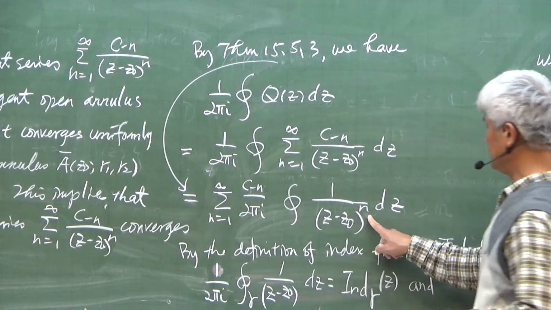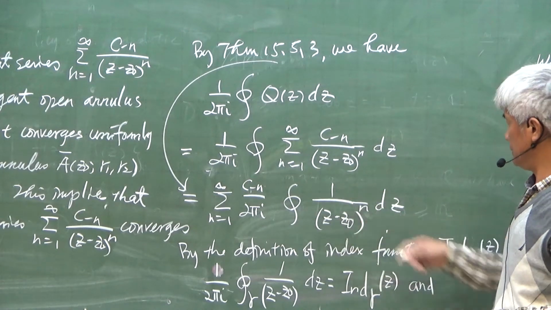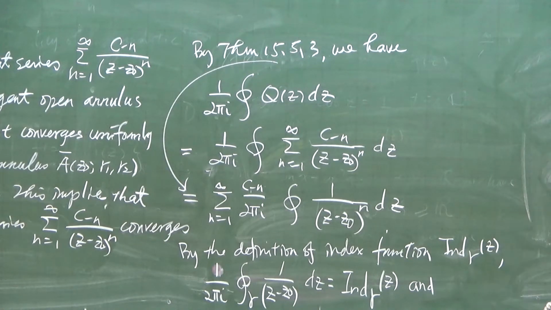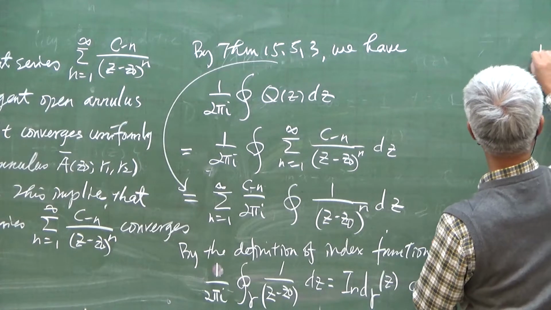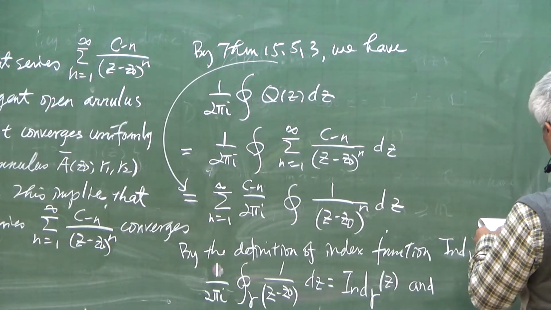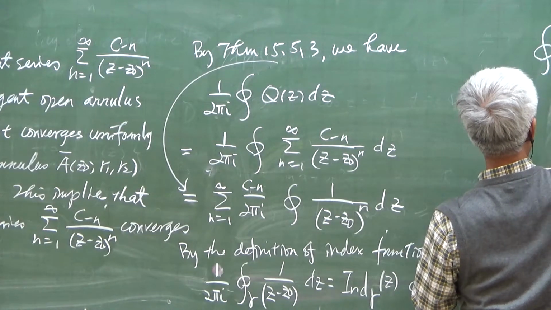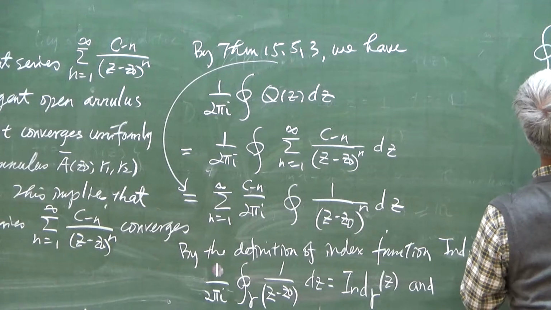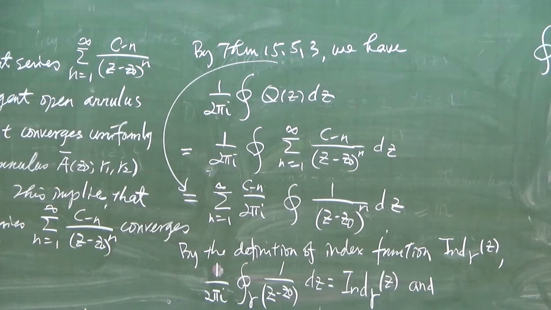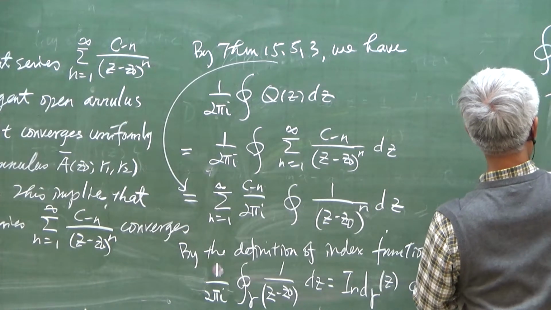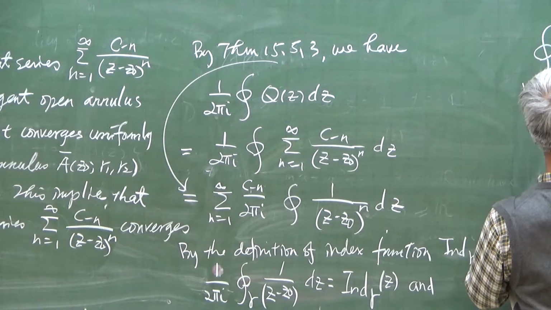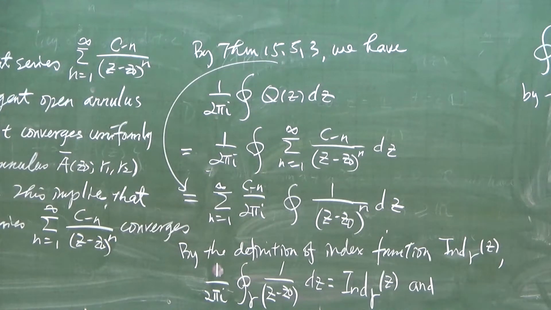And for n greater than or equal to 2, this one is the integral of the derivative of an analytic function. Actually, we mentioned that in the remark in chapter 14, section 2. We know that this is 0 because it is the derivative of an analytic function when n is greater than or equal to 2.